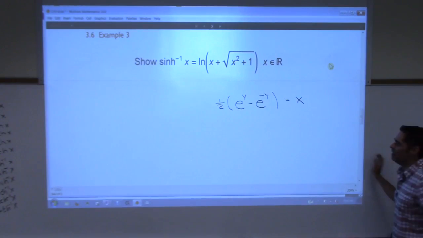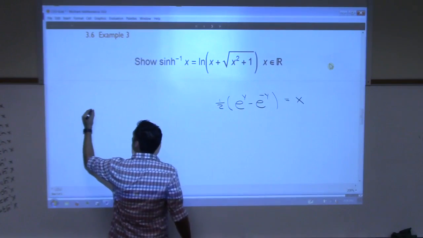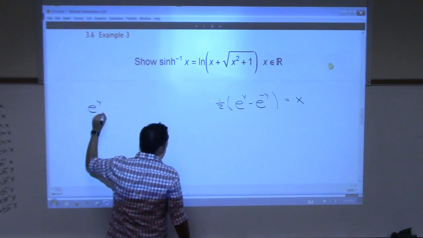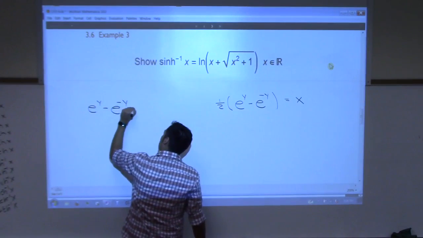Multiply by 2. I like that. Okay, let's clear the half out. Multiply the left side by 2. I'm just going to get e to the y minus e to the negative y. All right, that's good. Right side, 2x.